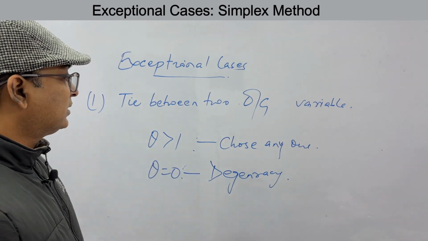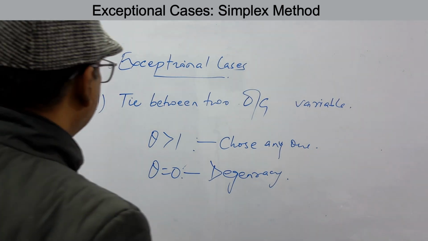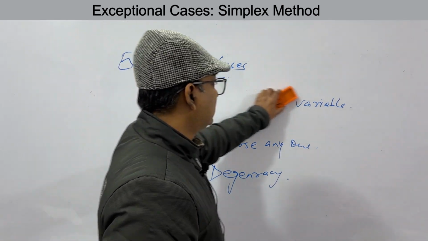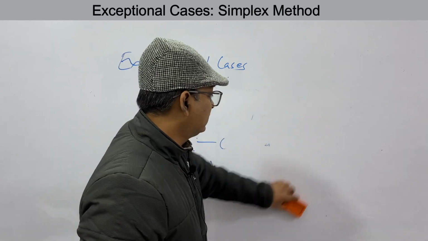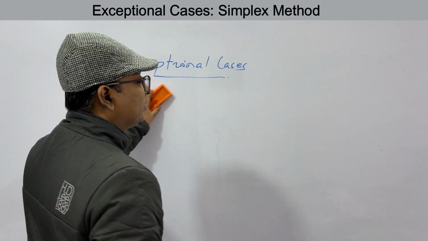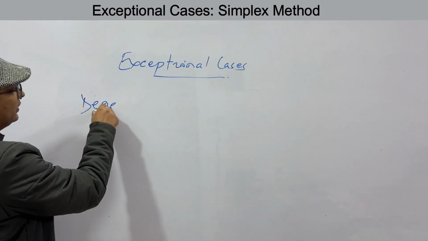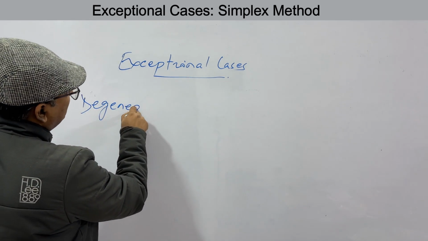Okay, we'll discuss degeneracy in our next segment. So what is degeneracy? When is the solution degenerate? When any of the basic feasible variables becomes 0. That is degenerate.